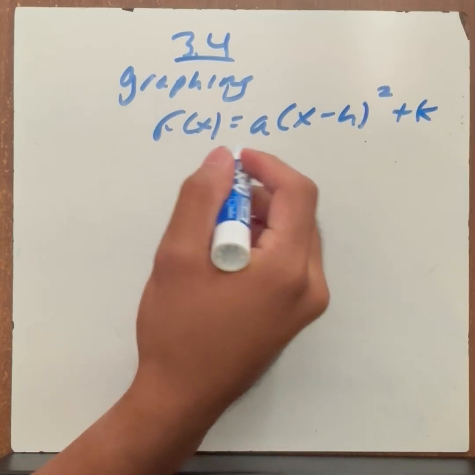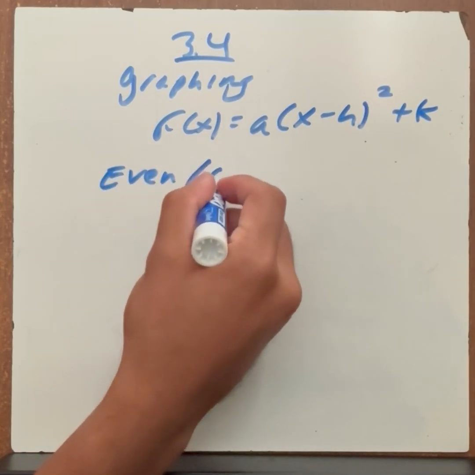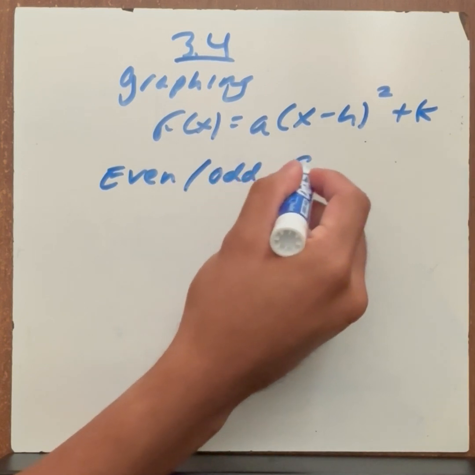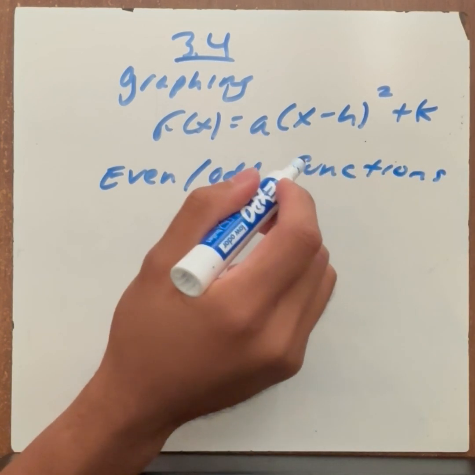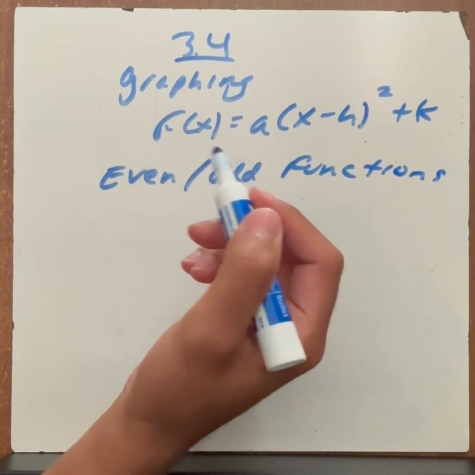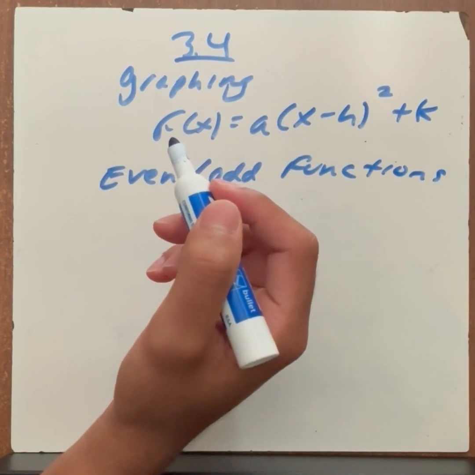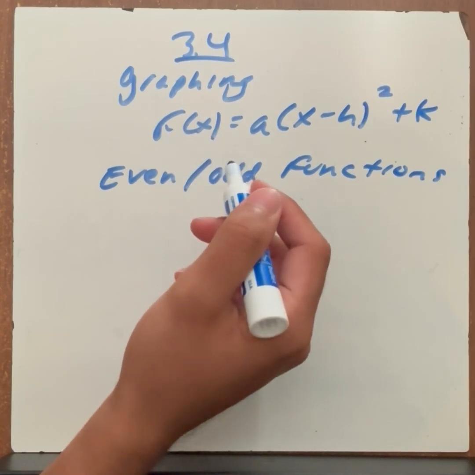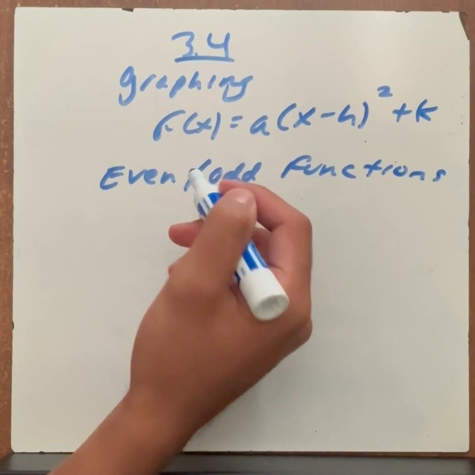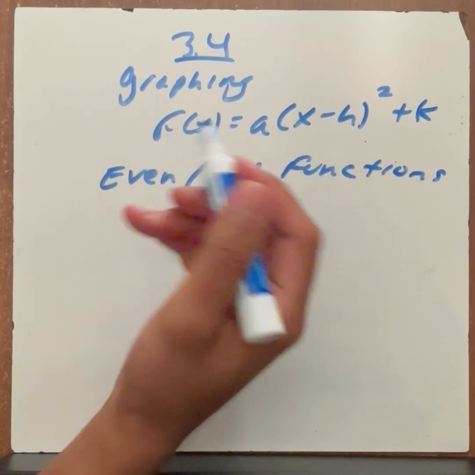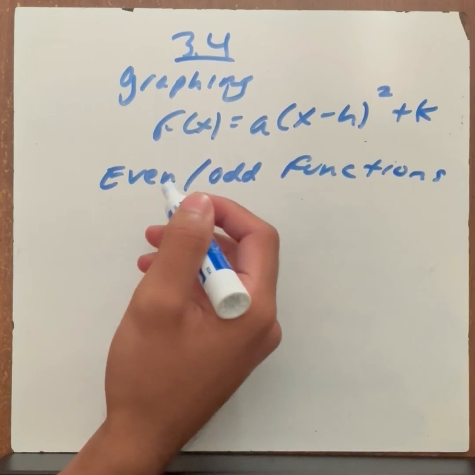The first thing we need to talk about is even and odd functions. A function is even when, if you plug in negative x for all the x's, it stays the same as your original function. A function is odd if when you plug in negative x into the function, all the signs change. And it's neither if some signs change but not all signs change.